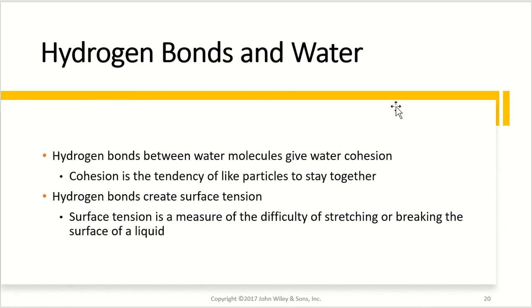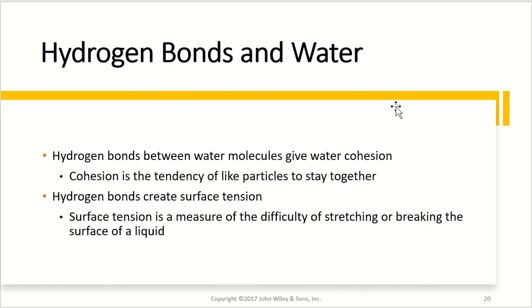So hydrogen bonds between water molecules are going to give water something called cohesion, and this is just the tendency of like particles to stay together. And then hydrogen bonds are also going to create surface tension, which I mentioned before. So surface tension is just a measure of the difficulty of stretching or breaking the surface of a liquid.